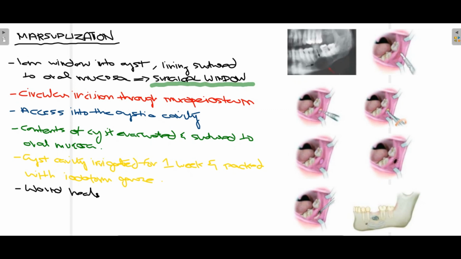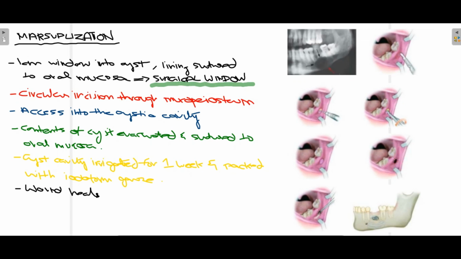Now when you remove the mucoperiosteum, you gain access to the bone, and you drill it and create a surgical window of around 1 centimeter, and when you do so, you can see where the cyst is present. When you remove the cyst contents, you suture the cavity lining along with the oral mucosa so that a pouch-like structure is created and the contents of the cavity are drained out.